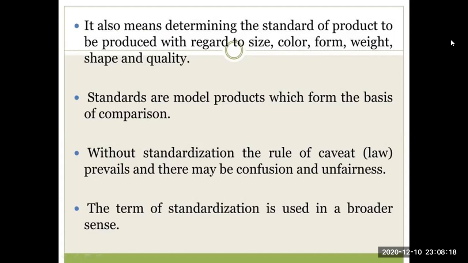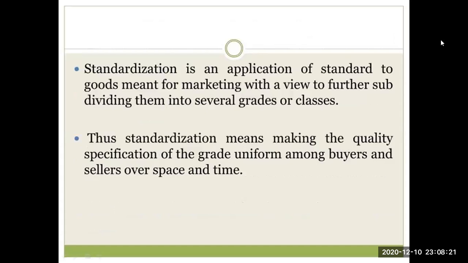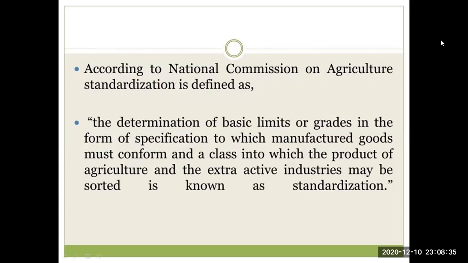The term standardization is used in a broader sense. We have already given some examples about chocolates and atta. The several grades and classes can be easily identified by giving this standardization. According to the national commissions, agricultural products also have this standardization. This can limit the grades of manufactured goods, and it confers a class to divide the product into different levels. So in agricultural products, they can have first quality, second quality, and third quality. This can be identified and standardized for storage.